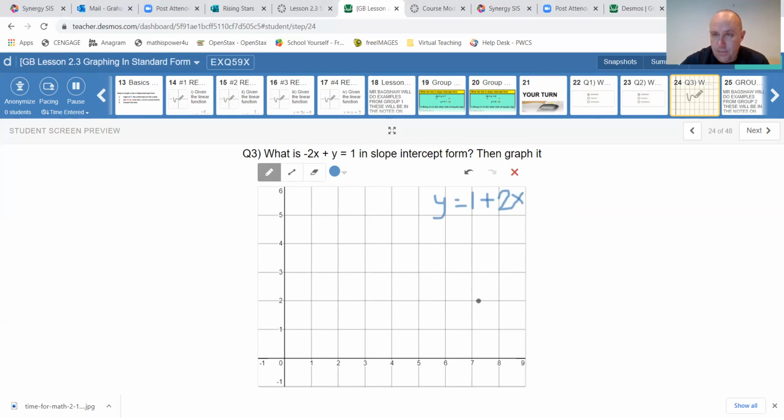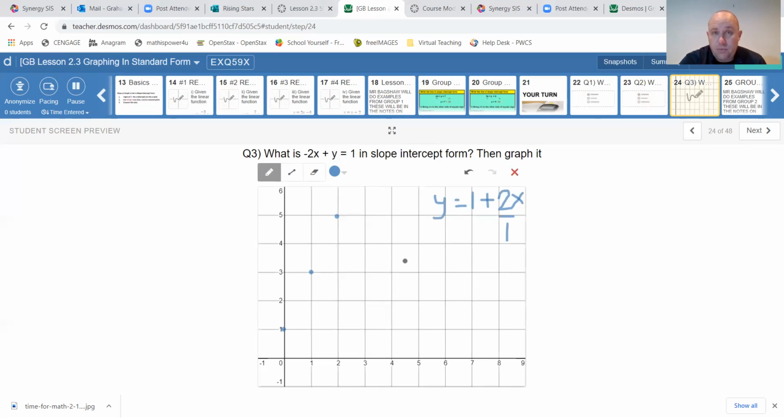And then we graph using those methods we used last lesson. So the number without the x is where we start from on the y-axis. And a slope of 2, if it's not a fraction, we make it a fraction by putting it over 1. So I rise 2 squares and run 1 square. Rise 2 squares, run 1 square, and so on. So you can carry on drawing the pattern.